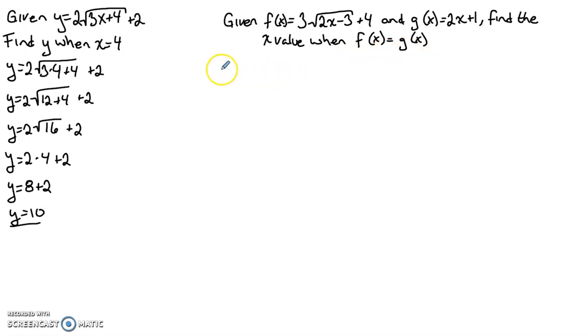So we can rewrite our equation from f of x equals g of x to substituting in what f of x is and what g of x is. So we can write 3 times the square root of 2x minus 3 plus 4 equals, g of x is 2x plus 1. Now the first thing that we need to do is isolate the radical.